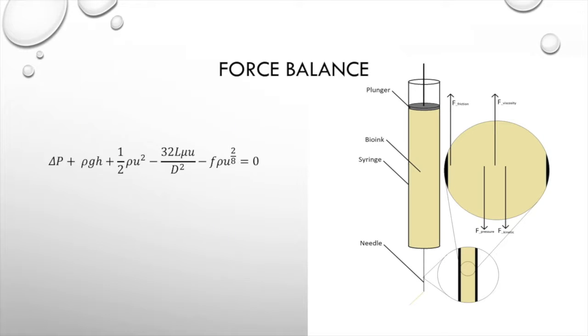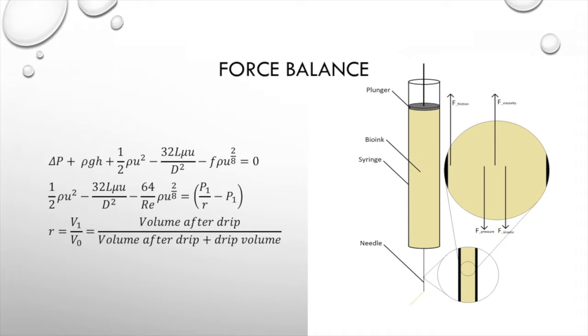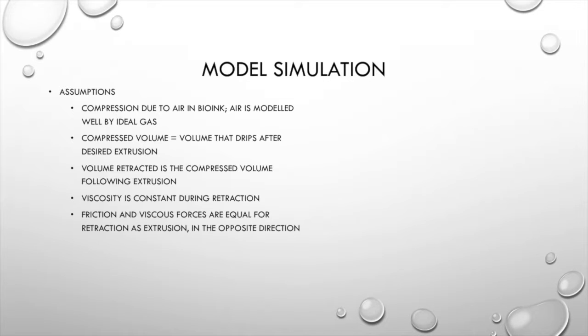To model the behavior of the Bioink inside of the needle, we used engineering Bernoulli's equation. Because of the viscosity and compressibility of the Bioink, we introduced new terms such as viscous force and friction force. And we also introduced a new variable, R, which is the volume ratio of the compressed volume over the released volume. We made a couple of assumptions as well, and I would like to highlight a couple. We assumed compression due to air in Bioink, and air is modeled by ideal gas, and we also assumed that viscosity is constant throughout the retraction because retraction velocity is constant.